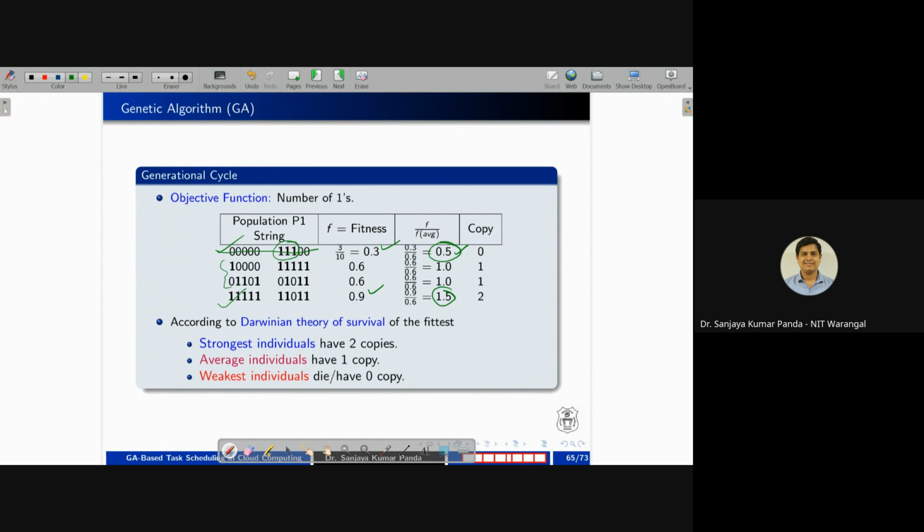So this is also called the Darwinian theory of survival. We say that above average need to be duplicated, and below average need to be discarded, and average individuals you have to keep only one copy.